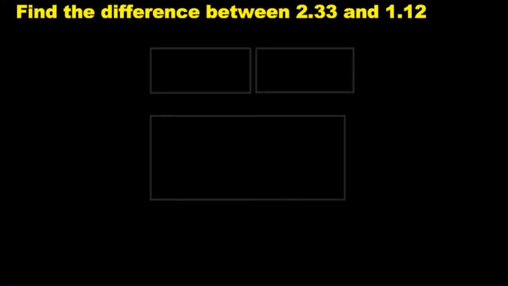As we focus on subtracting decimal numbers without base 10 blocks in this lesson, I'd like you to take notice of two things. Number one, the terminology that we use regarding subtraction questions. The second thing is how we line up the numbers before we subtract them. The question asks us to find the difference between 2 and 33 hundredths and 1 whole and 12 hundredths.